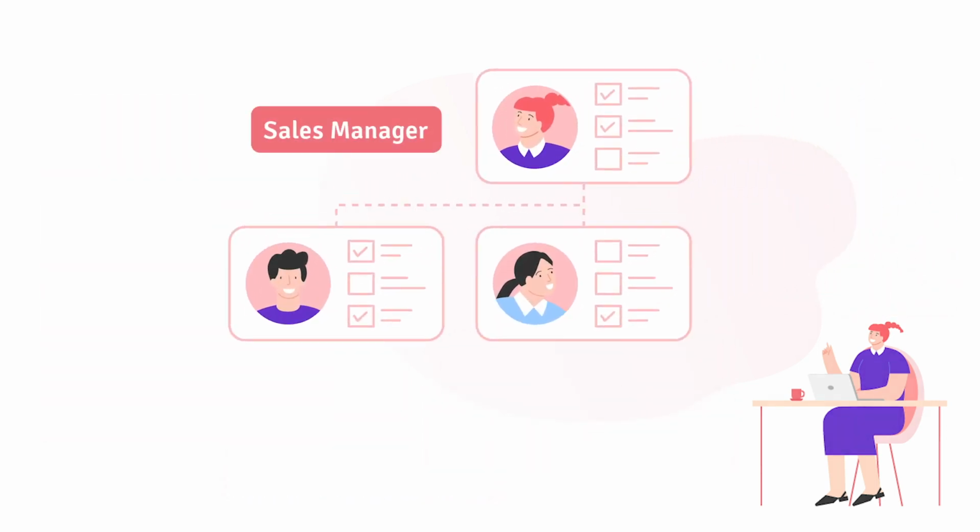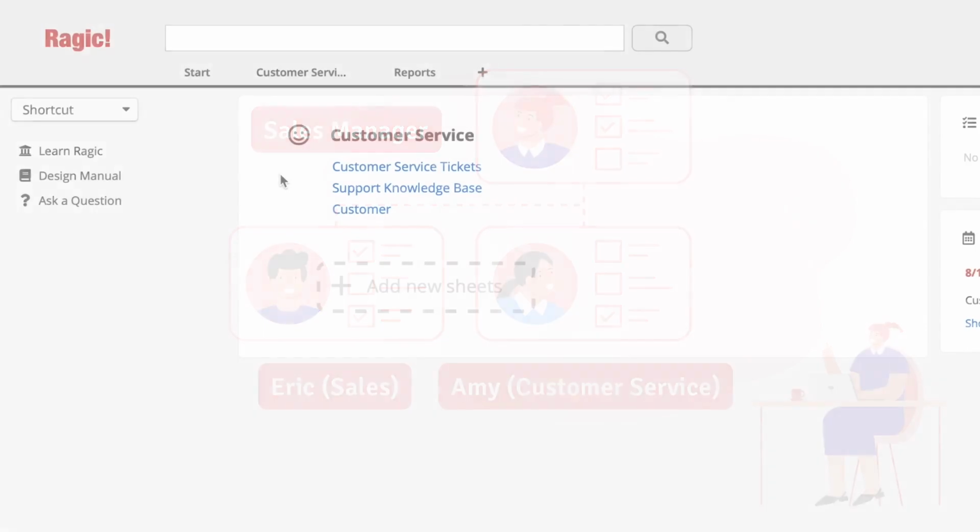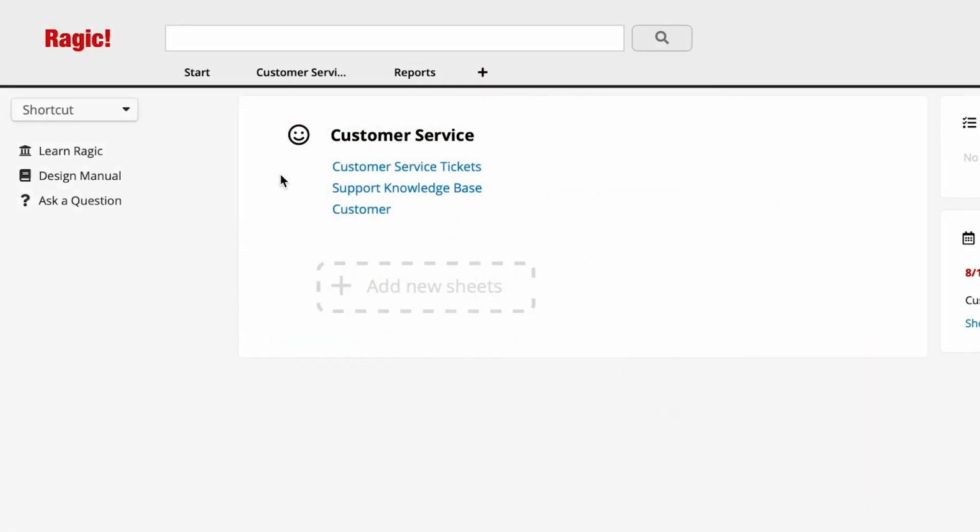For example, I'm a sales manager and I need to share a customer sheet with Eric from the sales department and Amy from the customer service department. Eric must be able to add new entries while meeting new customers in different locations, while Amy should be able to view all the customer information to handle their issues. To share this sheet with them, I need to add them as users in the database first.